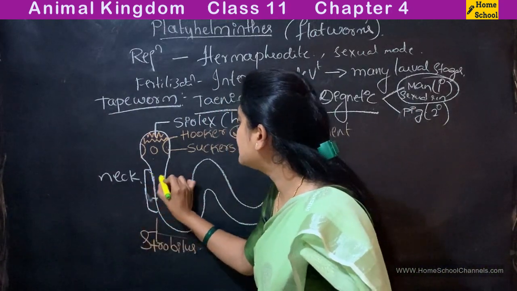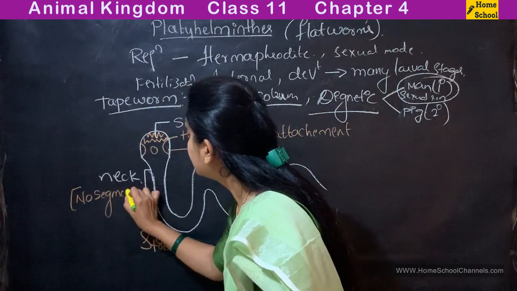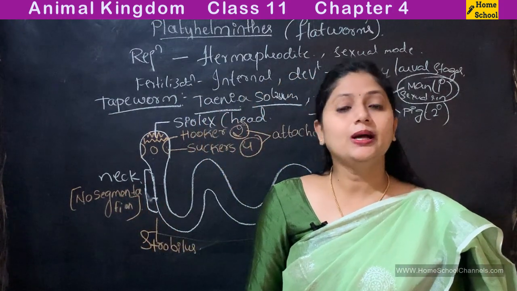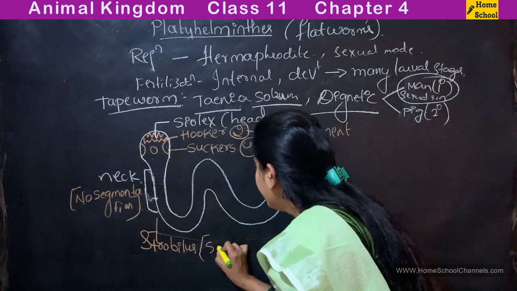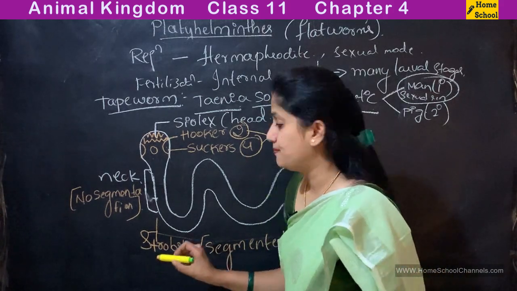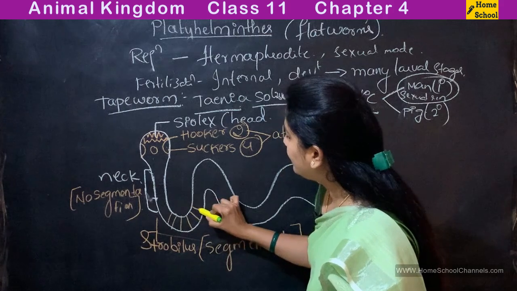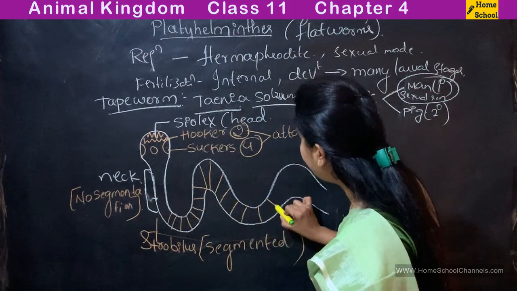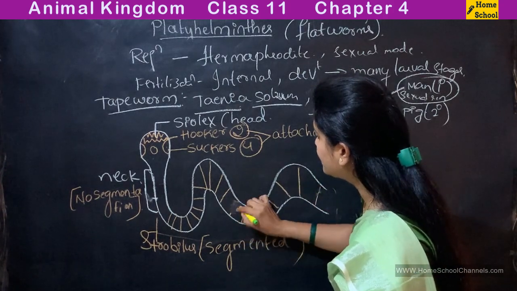In the neck part, there is no segmentation at all. And then the strobilus part is segmented. Let's imagine from here the strobilus part starts. In the young part of the strobilus, the segments are very close, and as it moves, the distance between the segments becomes wide.